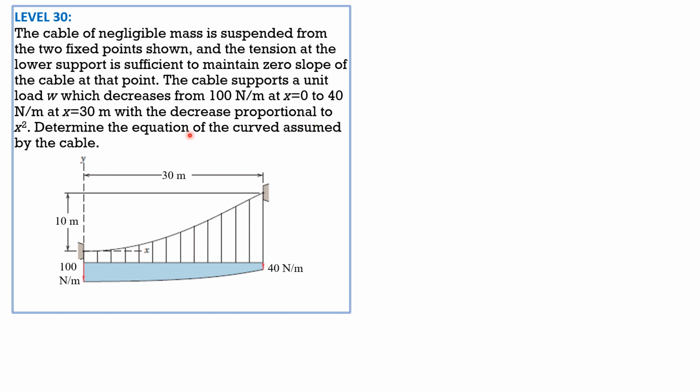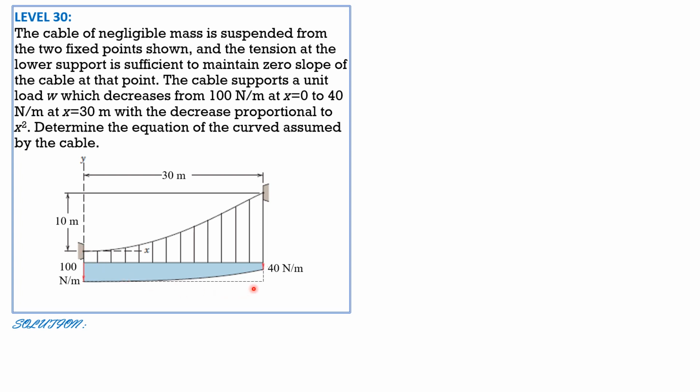With the decrease proportional to x squared, meaning this curve is parabolic. We call this a spandrel of parabola, where the area is 1/3 of the dimensions, 30 by 60, where 100 newtons per meter minus 40 is 60 newtons per meter. So it will be shown later. The requirement is to determine the equation of the curve assumed by the cable. For that, we first solve for the horizontal component of tension at this lowest point.